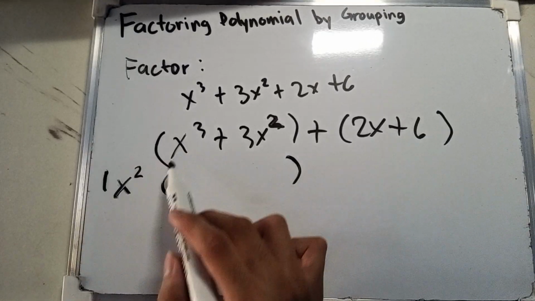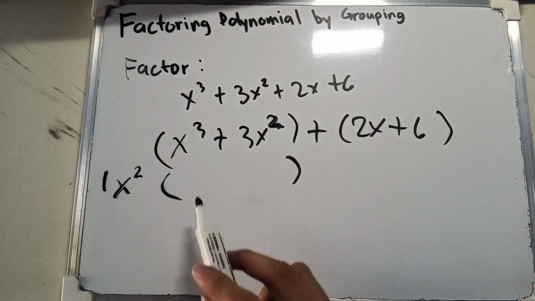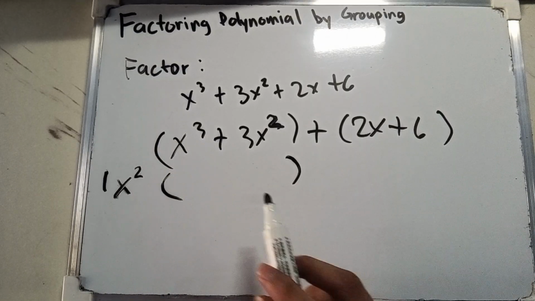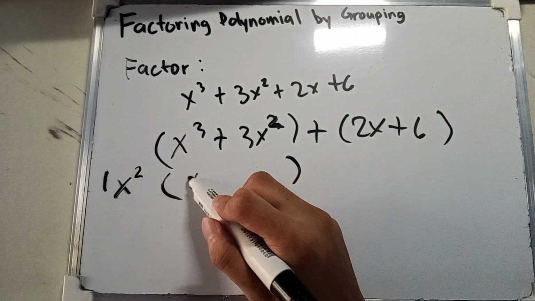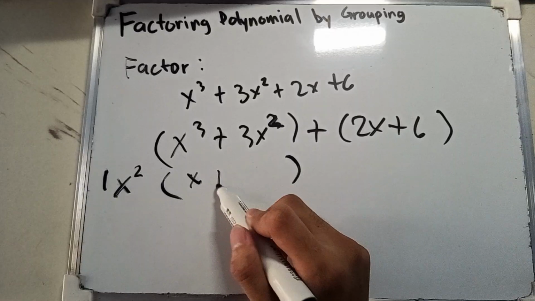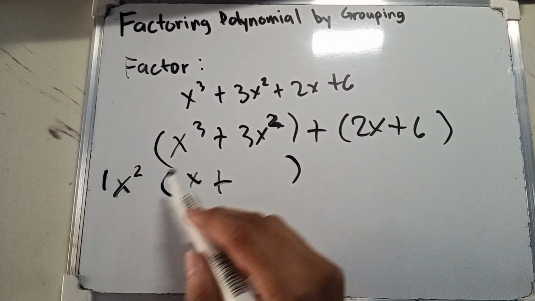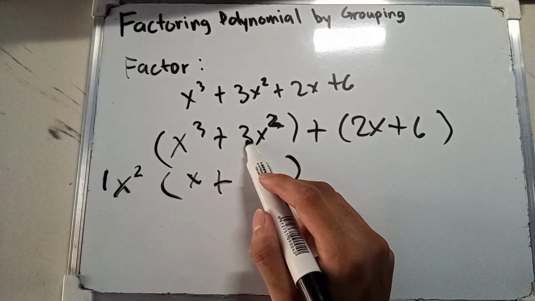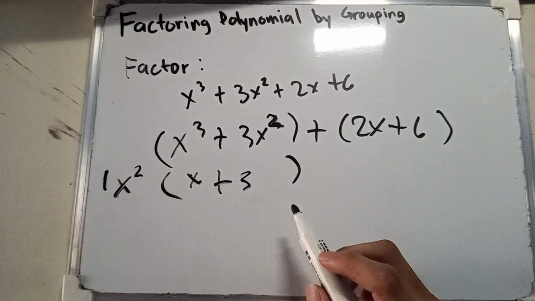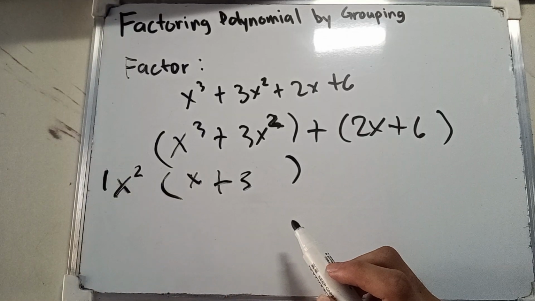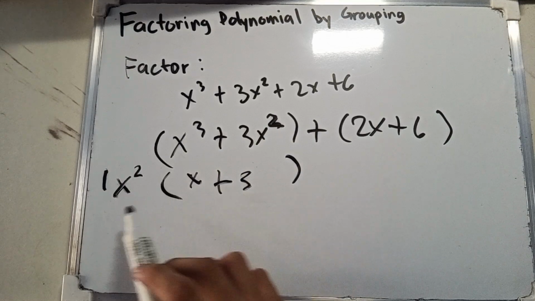Now we divide to get the remaining value inside the parentheses. So x cubed divided by x squared is x, plus 3x squared divided by x squared. So 3 divided by 1 is 3. x squared divided by x squared is 1, or disregard. Okay, so meaning this is our binomial factor.